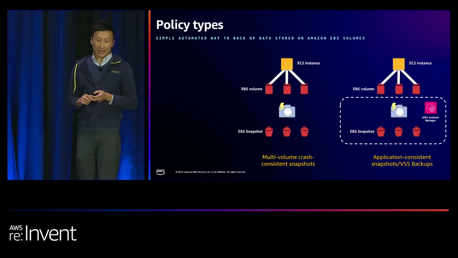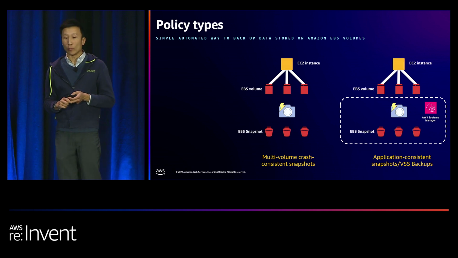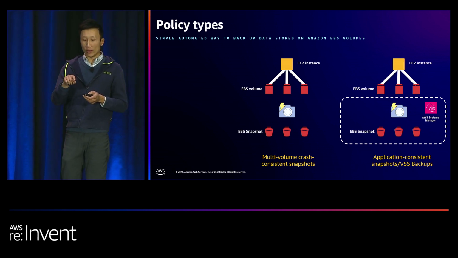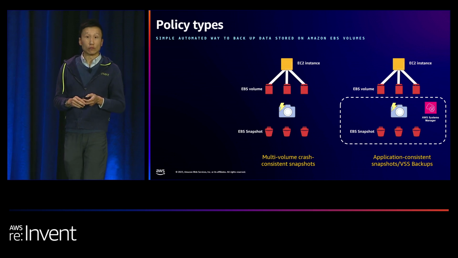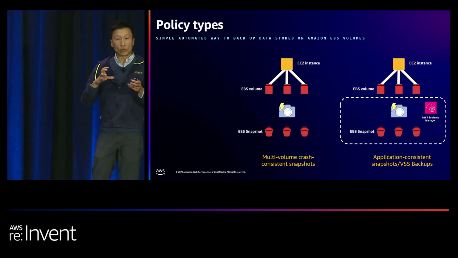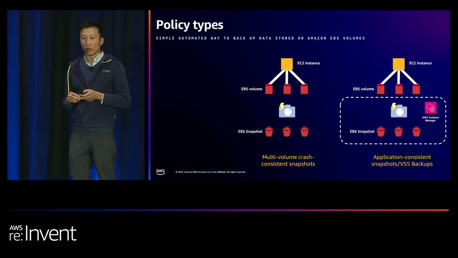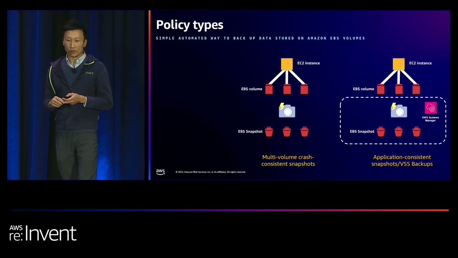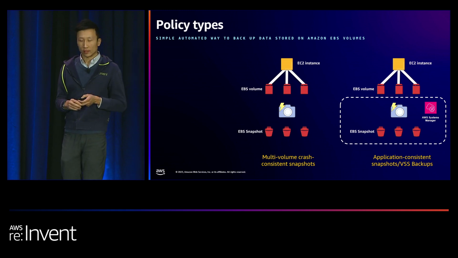So the feature that we announced earlier this month to help customers automate application consistent snapshots is actually building on the middle policy type, the multi-volume crash consistent snapshots. We're using DLM together with AWS Systems Manager to coordinate those actions I mentioned earlier on the EC2 instance. And I'll talk a little bit later on about how that coordination is happening.